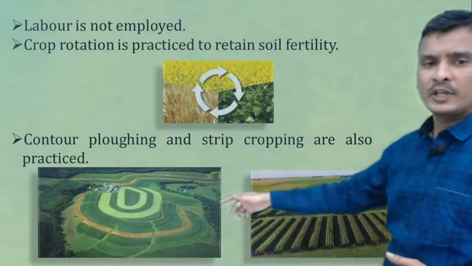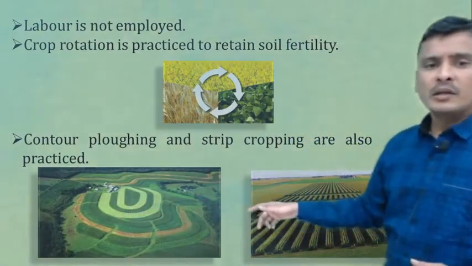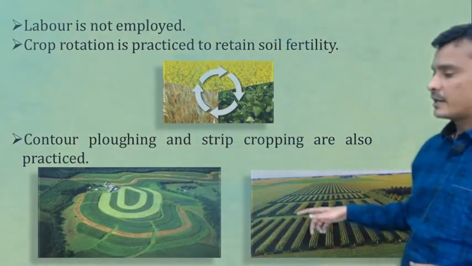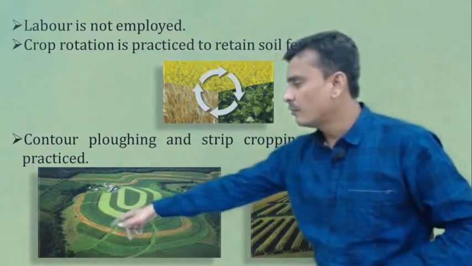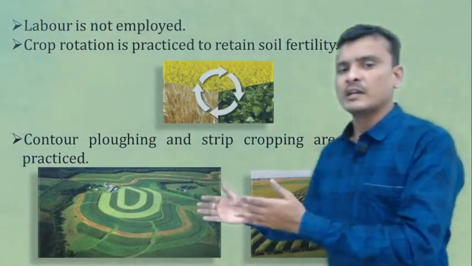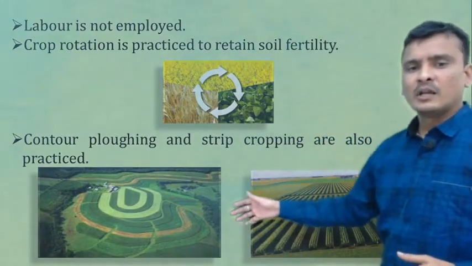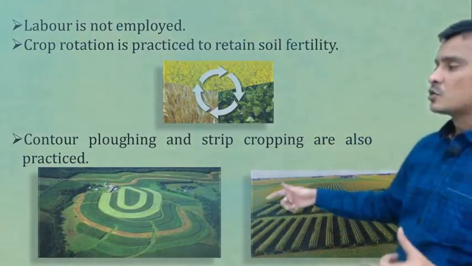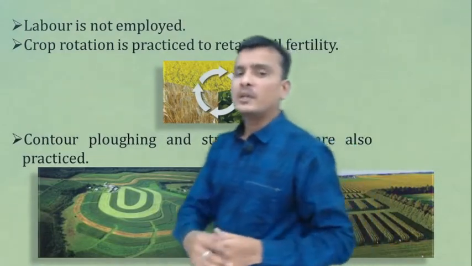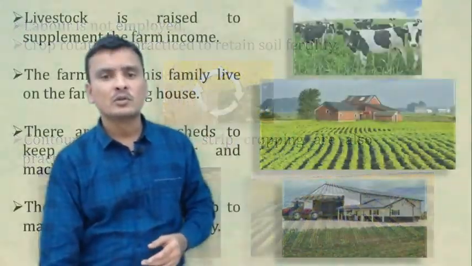Then contour plowing and strip cropping are also practiced here. In contour plowing we find that in a single farm different types of crops are taken, and in strip cropping also the same. Because of that, it retains the fertility of the soil.